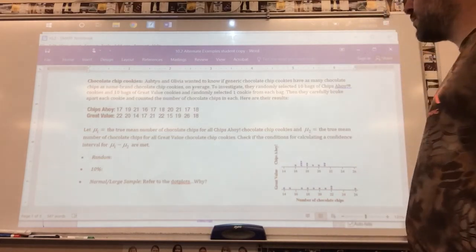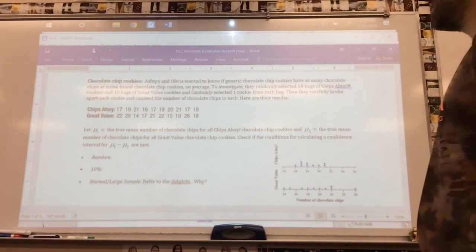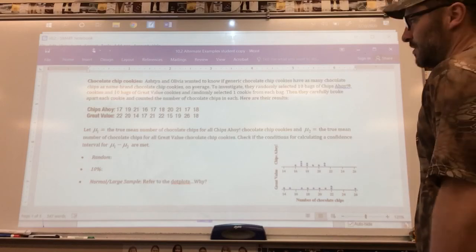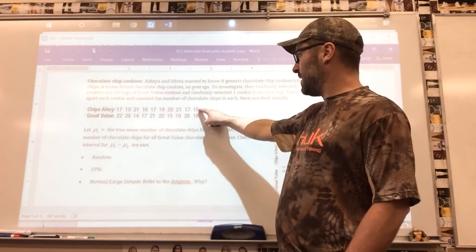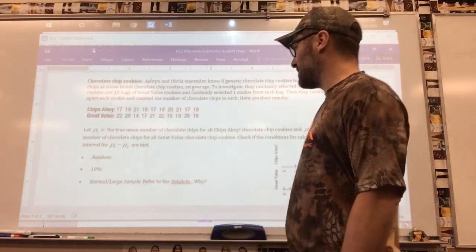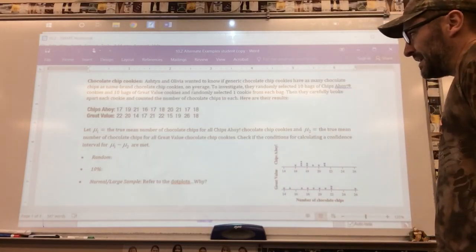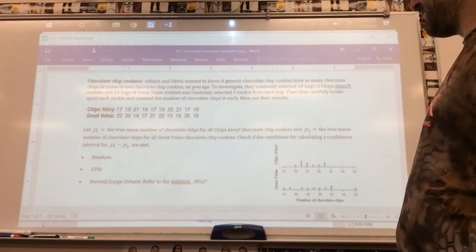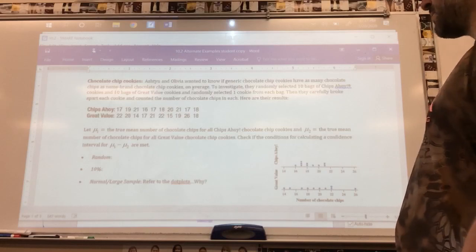They then carefully broke apart each cookie and counted the number of chocolate chips in each. Here are their results. So we have our Chips Ahoy number of chocolate chips, and we have our Great Value number of chocolate chips. It doesn't look that different. We'll see as we go through it.